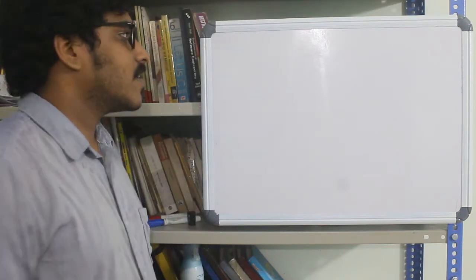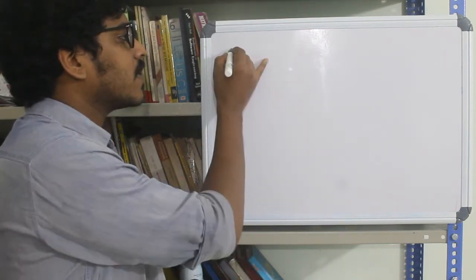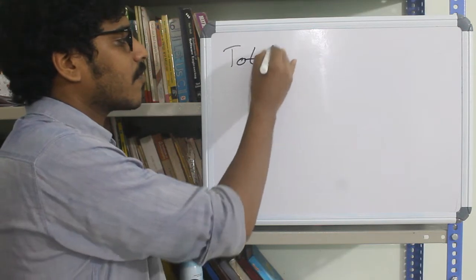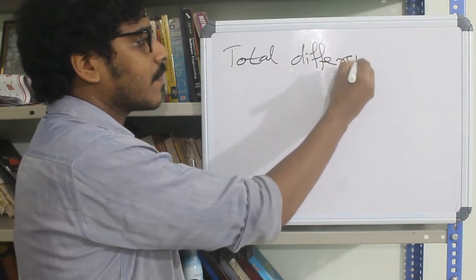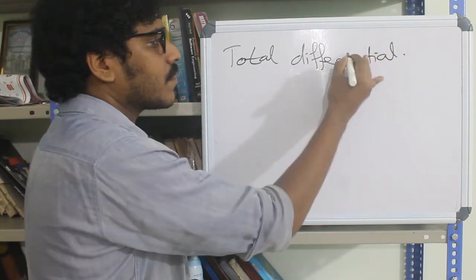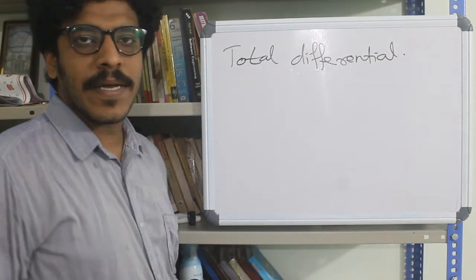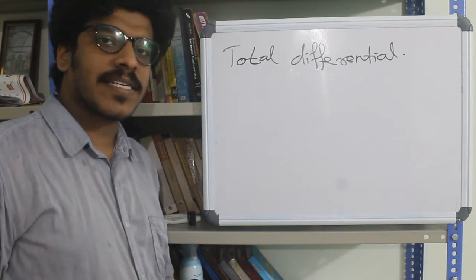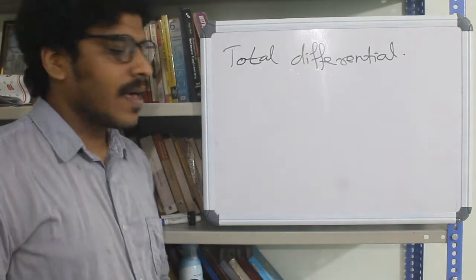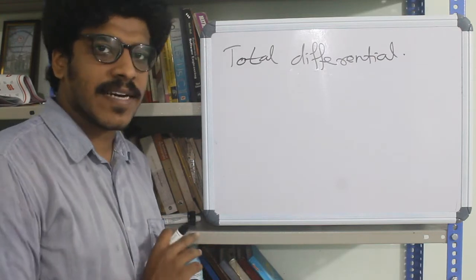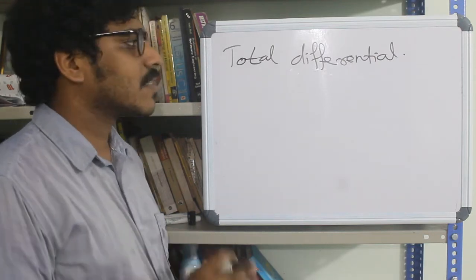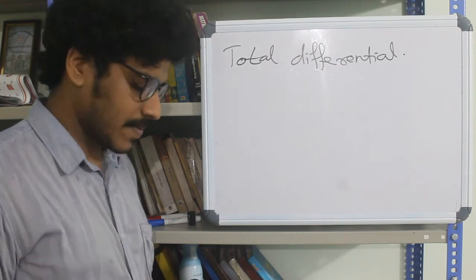So as our next session, we are going to define and explain the total differential of a function. Total differential. So we have been defining and using partial derivatives so far. And using these predefined partial derivatives, let's try to define and explain the total differential of a function.